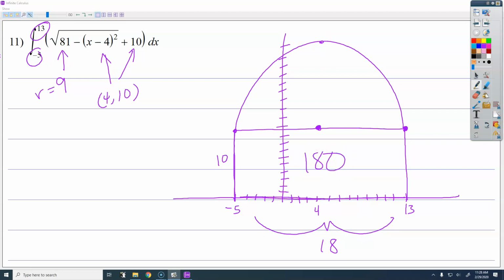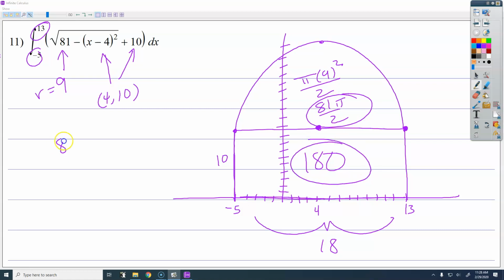Now the half circle on the top is going to be pi r squared over 2, because it's a half circle, so it's 81 pi over 2. And they're both positive values because they're above. So the total area under the curve for this particular function would be 81 pi over 2 plus 180.